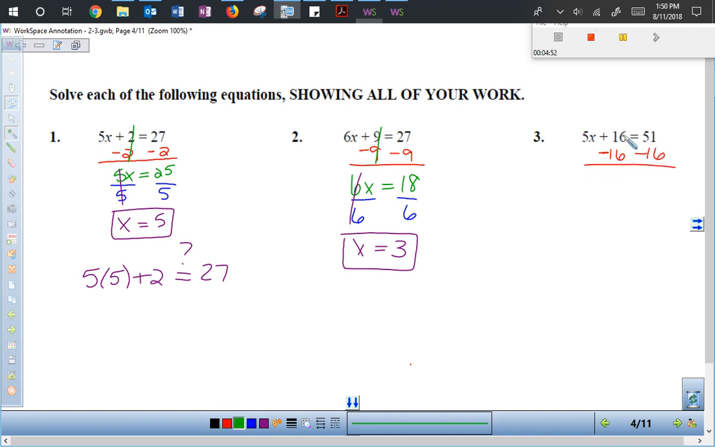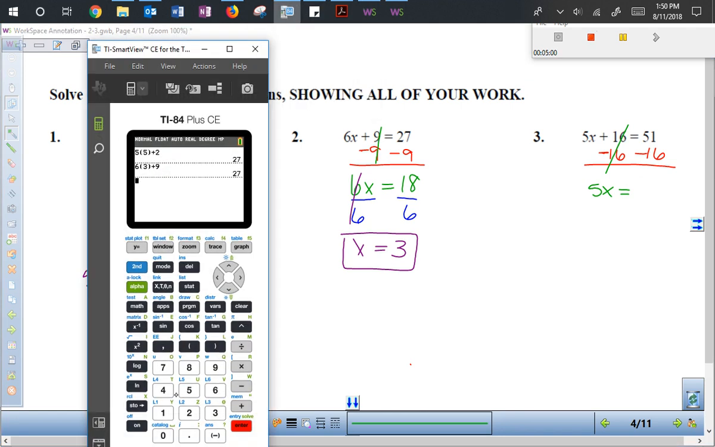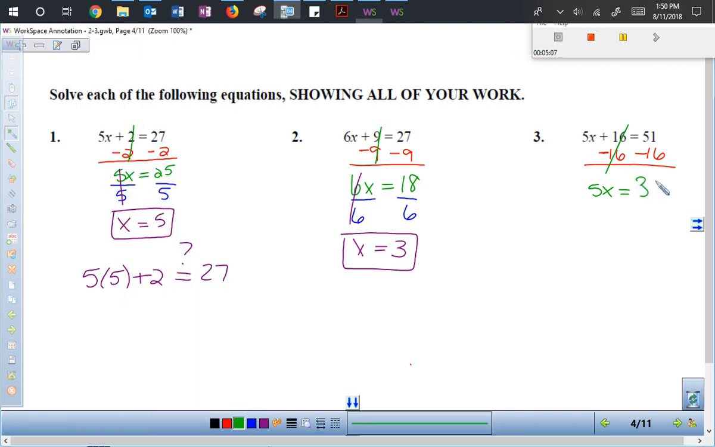And the 16s will cancel out and leave me with 5x on the left side. And 51 minus 16, you might need your calculator for that one. 51 minus 16 will give me 35, so 5x equals 35. Now we can handle the multiplication or division. So I'm multiplying here, so we divide each side by 5. And x equals 7.